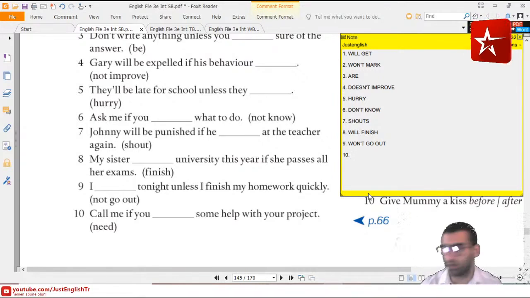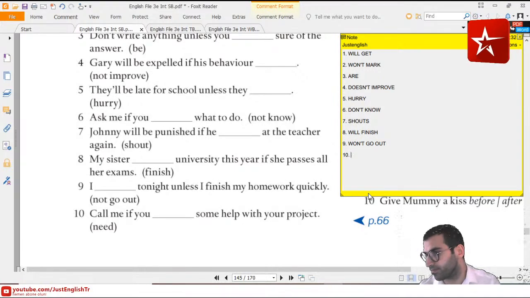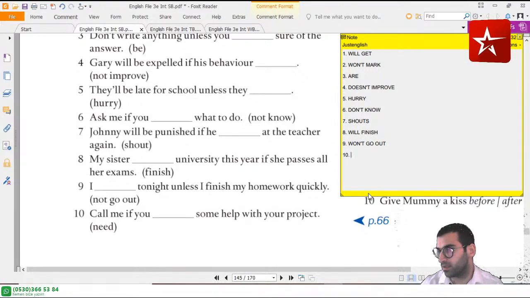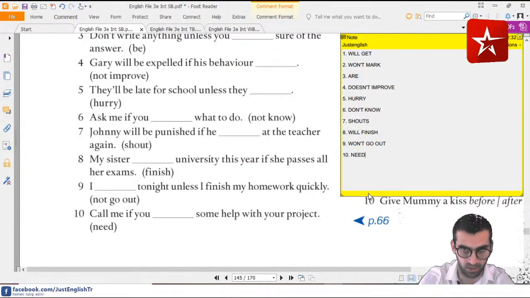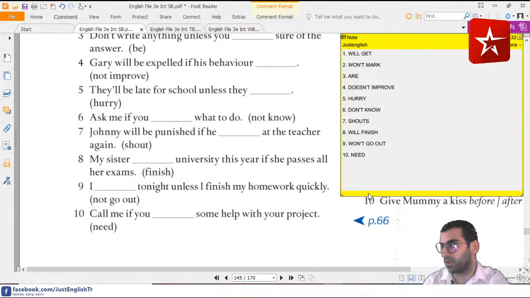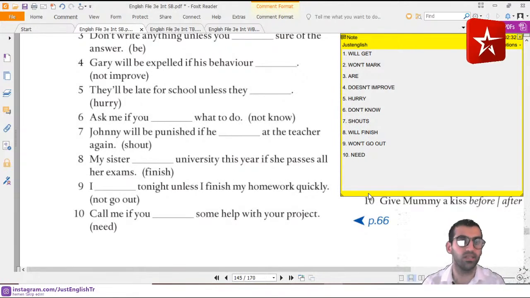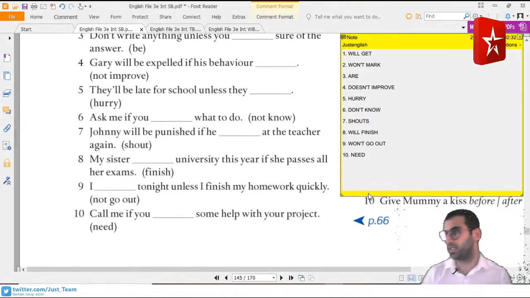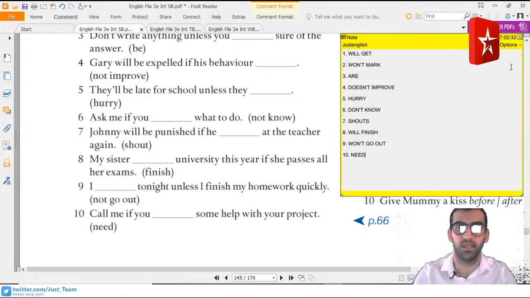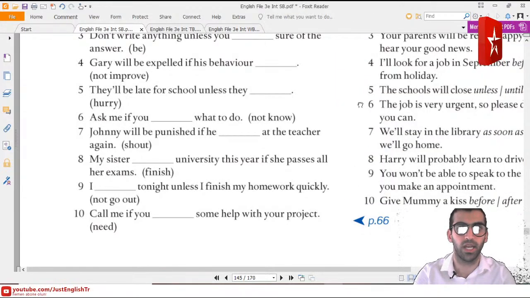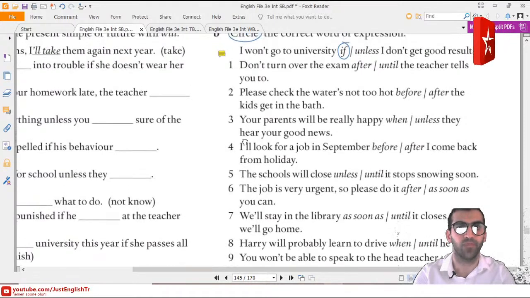Let me check your comments. Yes, the correct answer is need. Yes, need is a correct answer for number 10. Call me if you need some help with your project. Need is a correct answer, guys. Thank you so much. And let's do part B.